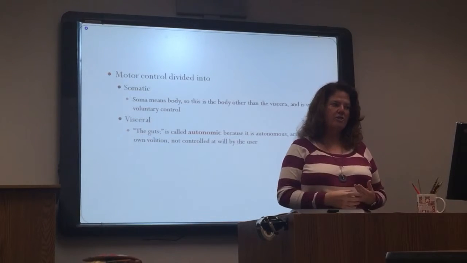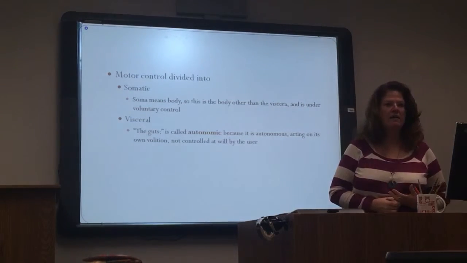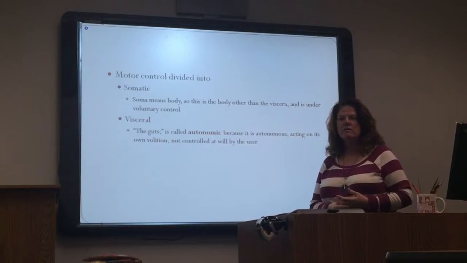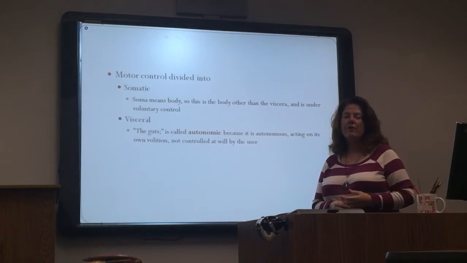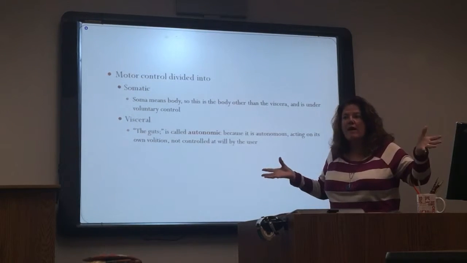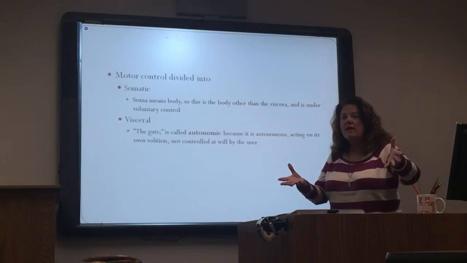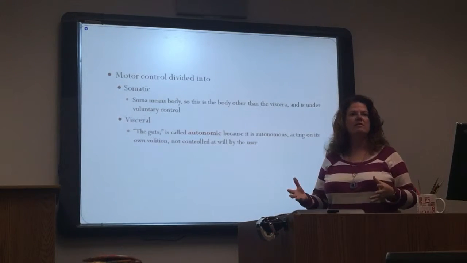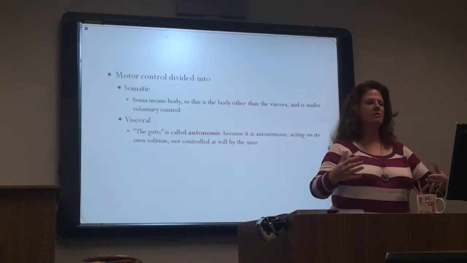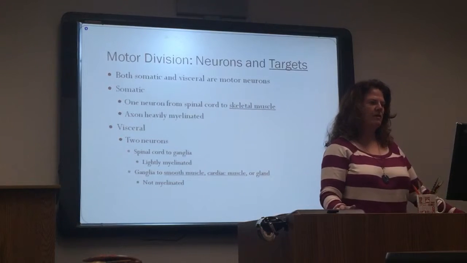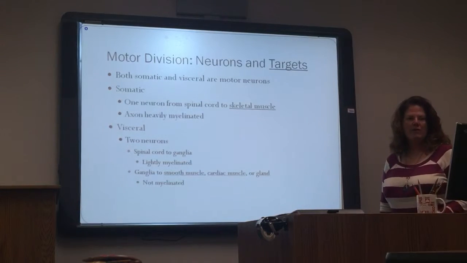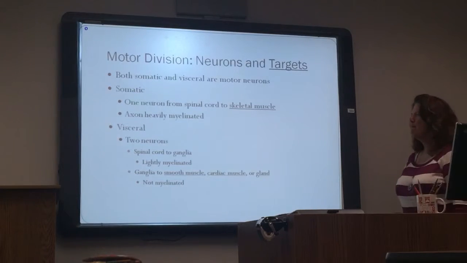So they are unconscious. And in fact, a lot of the smooth muscle and cardiac muscle, they contract on their own. They don't even need a nervous system for that matter. They do their own contracting. The autonomic nervous system just modulates how fast or how much. So both, again, they're motor neurons.